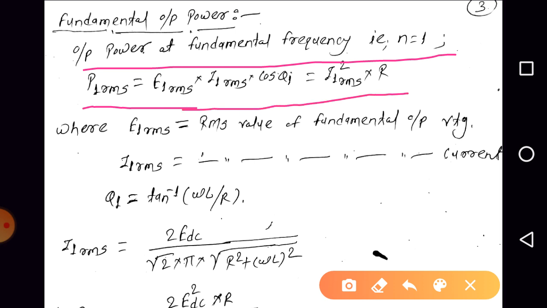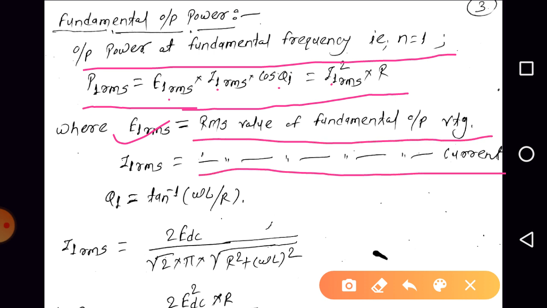So instead of theta n, now it is theta 1. As we know in the AC circuit, what is the power? V into I into cos phi, or cos theta. So instead of V, now you are having E1, or V01, into I1, which is nothing but I01, into cos theta 1. So it will be I1 RMS square into R. E1 RMS is the RMS value of the fundamental output voltage, I1 RMS is the RMS value of the fundamental output current, and theta 1 is tan inverse of omega L by R.